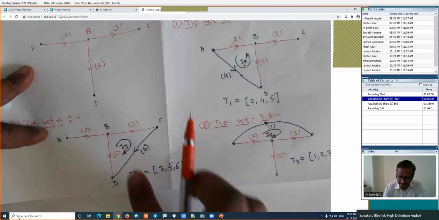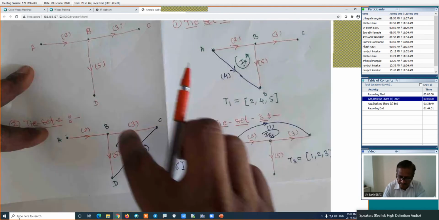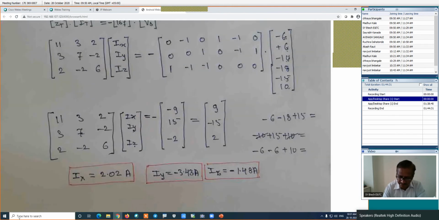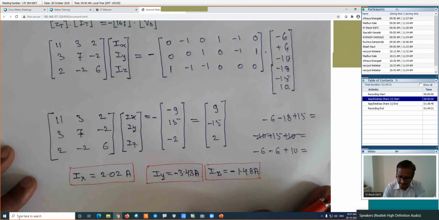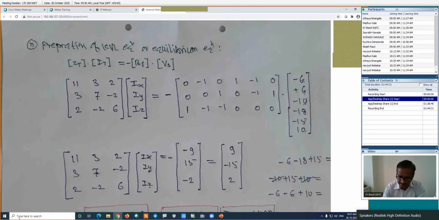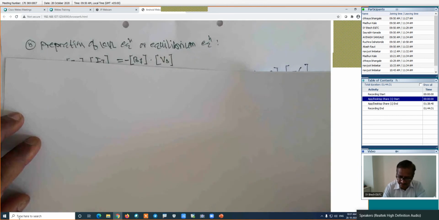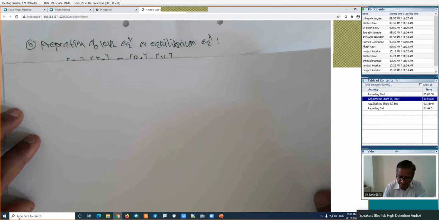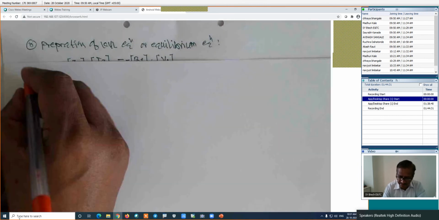If we know these loop currents, then we can find out the branch currents. I will use the next step, which is step number 9, for the calculation of the branch currents. This is step number 9, the calculation of the branch currents.